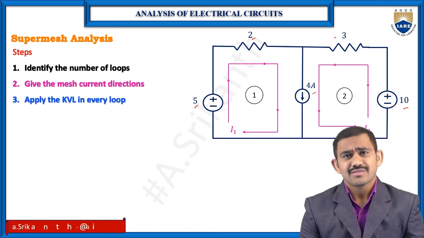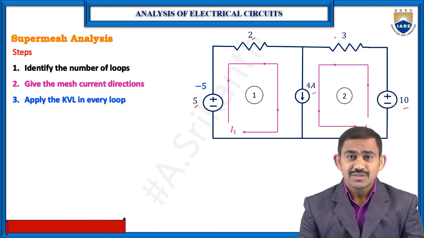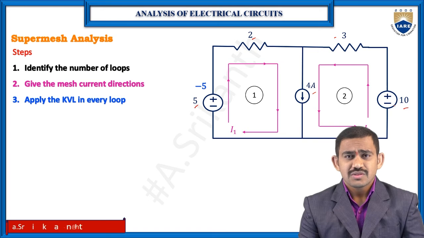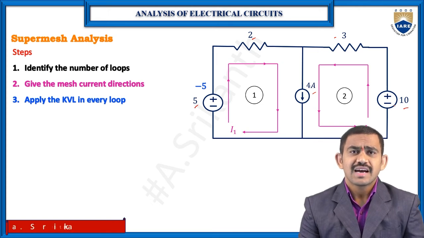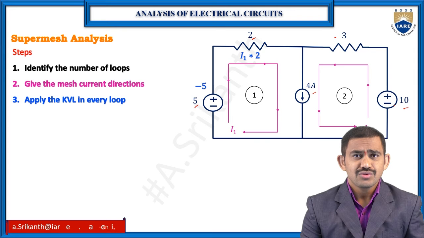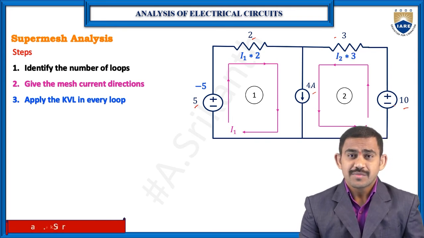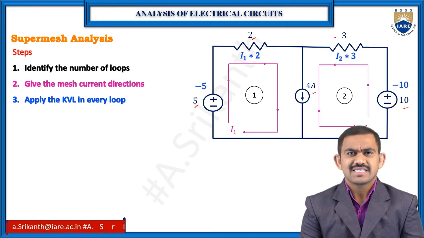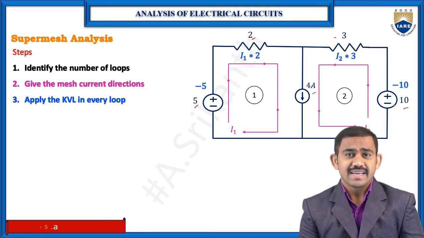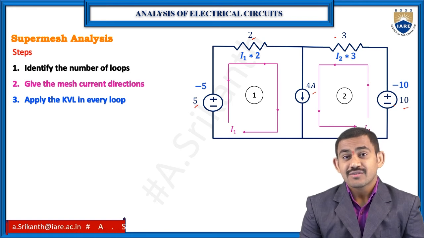Then apply the KVL rule. For the KVL rule, write the voltage drops clearly. Where we have 2 currents, write the voltage drop with both currents; where we have a single current, write the voltage drop with the single current. So here the voltage is minus 5, and at the 2 ohm resistor I have only one current, I1 into 2. At the 3 ohm resistor I have only one current, I2, so I2 into 3. And for the 10 volts, we have minus 10 volts. That is the voltage drop across each resistor depending on your loop current direction. Now, at the 4 amps current source, I can't write the voltage drop.